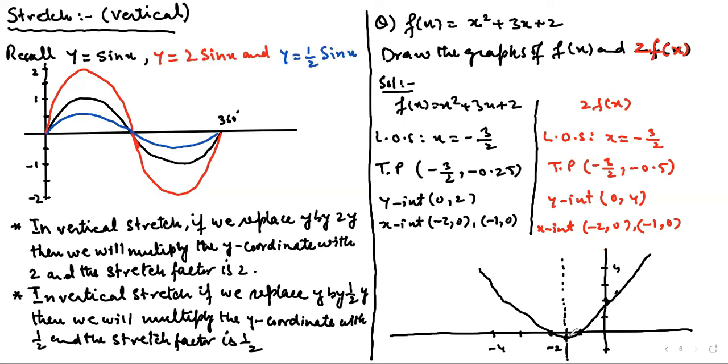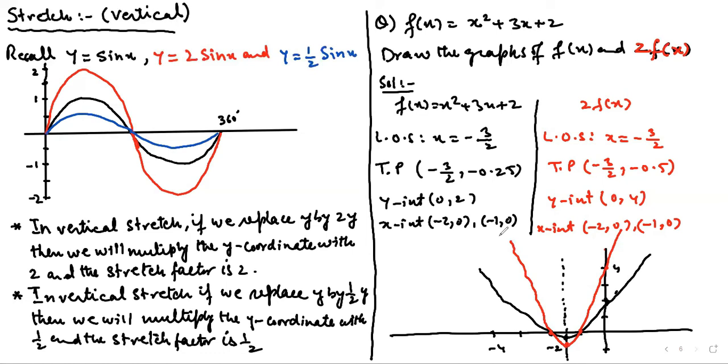Now, for 2f of x, the line of symmetry is same. This one is the turning point, minus 3 over 2, minus 0.5. The x-intercepts are same. Y-intercept is 4. This one is the shape of the 2f of x.